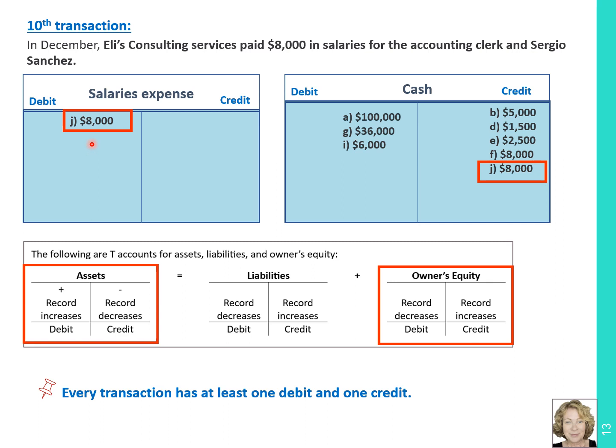As a reminder, all accounting transactions have at least one debit and at least one credit. Now that we've recorded the debit for this transaction, we need to record the credit. Eli's Consulting paid the salaries in cash, which means that cash decreased. Cash is an asset, and assets decrease with credits. Therefore, we need to credit cash for $8,000.